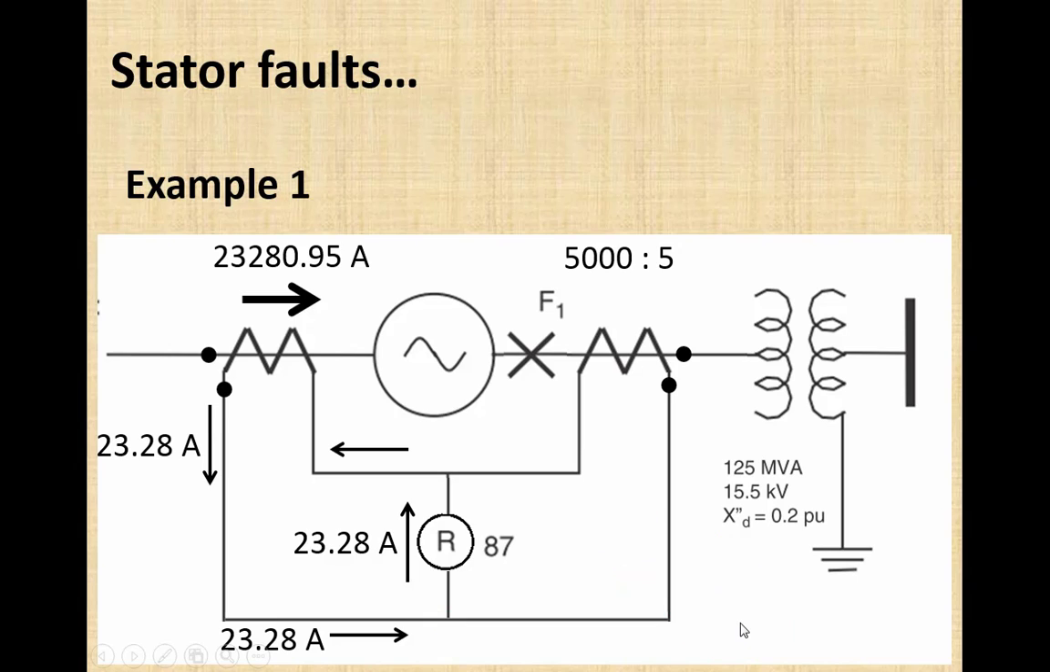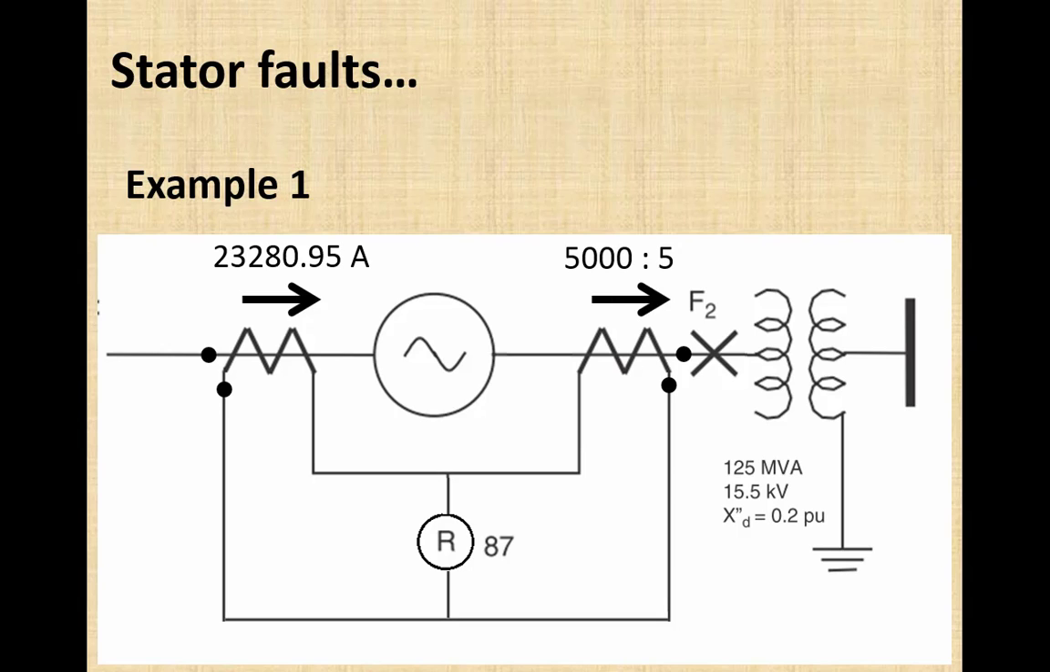Now let's see what happens if a fault occurs right outside the zone of protection of this differential relay, at point F2. The level of short circuit is not going to change. The fault current will remain the same, that is 23,280.95 ampere. But the location has slightly changed. Now this fault current will flow through the primary of both CTs. So they will produce their replica on the secondary side in this manner.